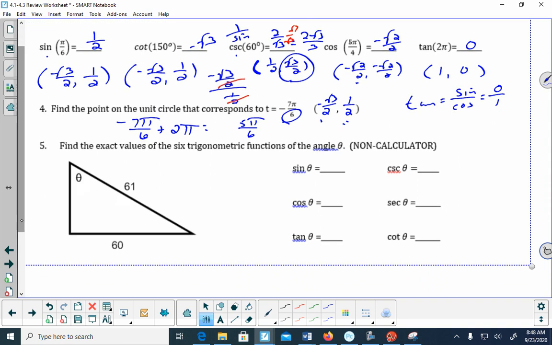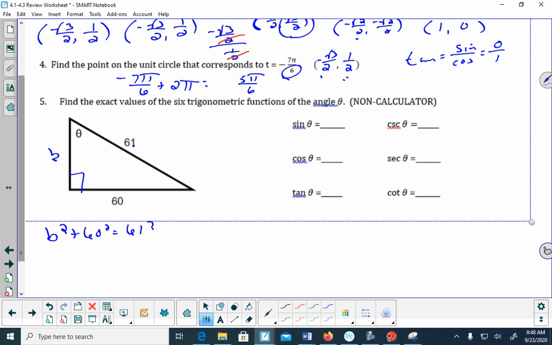Number 5 gives me a triangle. Remember, here's my right angle. Here's the hypotenuse, which is 61. I need to find this missing side here. Let's just call that b. So I'm going to start with the Pythagorean theorem and say b squared plus 60 squared is equal to 61 squared. Of all that, I end up getting b squared is equal to 121. So b is equal to 11. So this missing side is now 11.